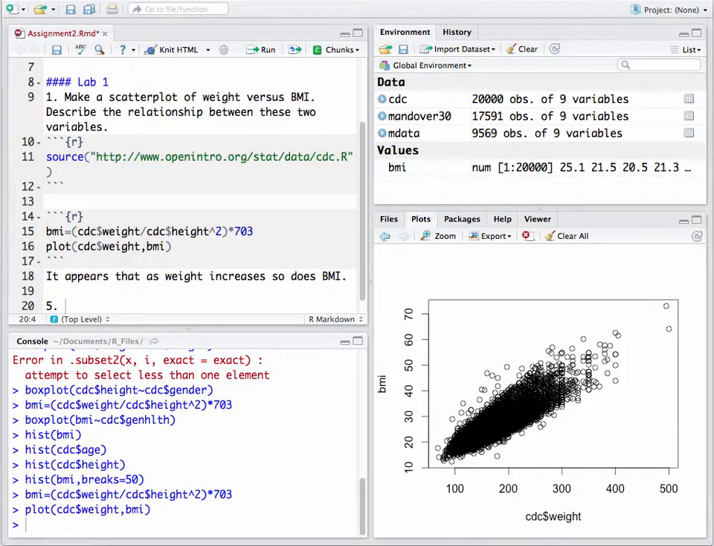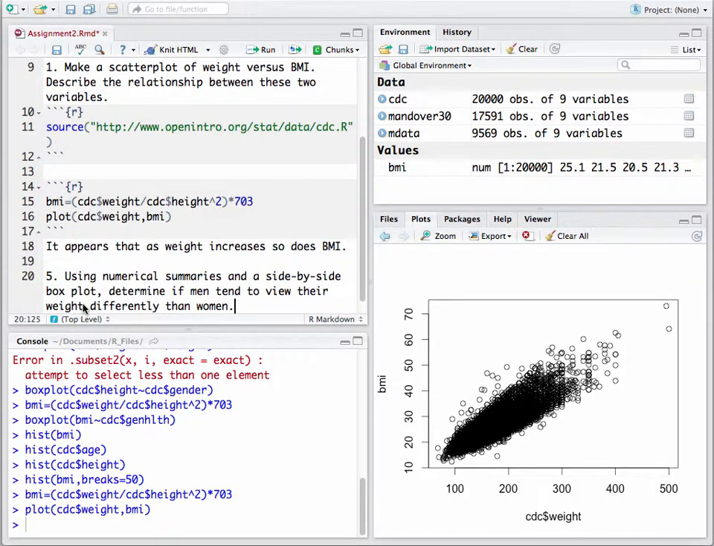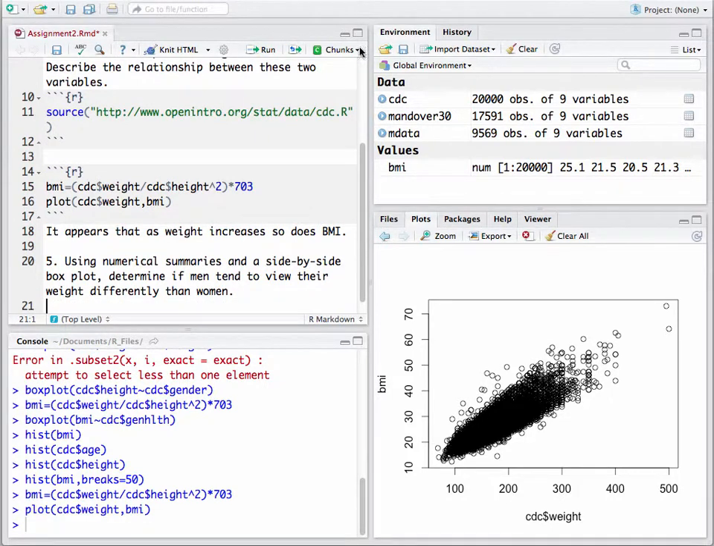And they come down here and they say, okay, use numerical summaries and side-by-side comparative box plots to determine if men tend to view their weight differently than women. Okay, so they probably wanted us to use desired weight in here, but we're not going to do that. We're just going to go ahead and compare the weights to each other. Okay, so double space at the end, hit an enter, and then let's go ahead and insert a chunk.